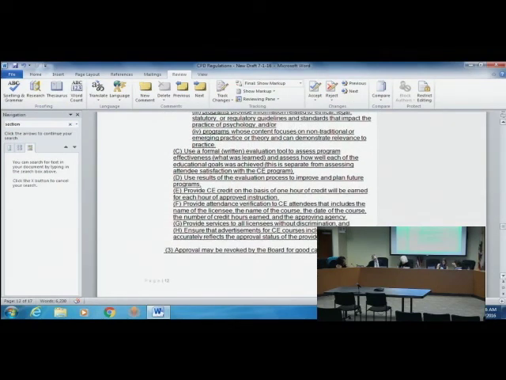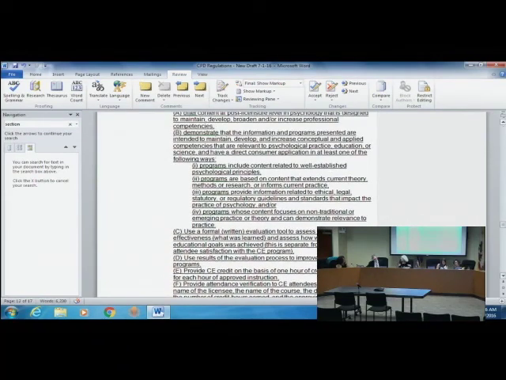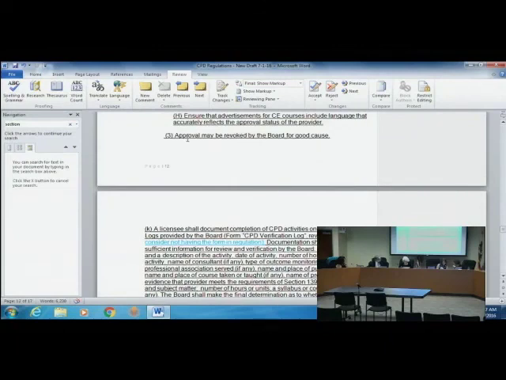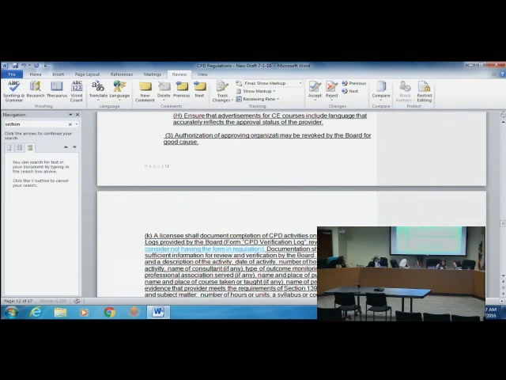I don't think we want to say approval may be revoked by the board. Isn't that what we're doing? We're authorizing. Number 3, all the way down. Authorization may be revoked by the board. Authorization of approving organizations may be revoked by the board for good cause. Good. We did approve, approving organization. You can put an approving organization if you want to keep it. Of an approving organization. Thank you, Jason. May be revoked by the board for good cause.